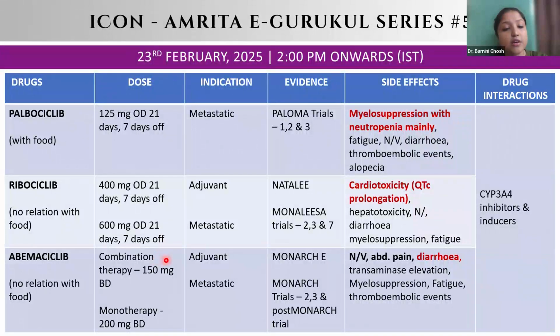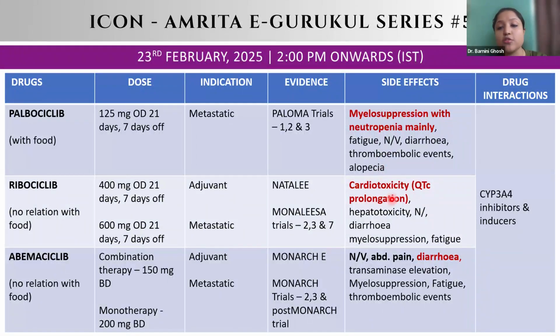For abemaciclib, if it is used as a combination therapy, that is with an endocrine therapy, then the dose is 150 mg BD. When it is used as a monotherapy, then it is given at a dose of 200 mg BD. Now, the side effects: the common side effects of these drugs are myelosuppression, some GI toxicities, fatigue, etc. But the most notable toxicities I have highlighted here. For palbociclib, the most notable toxicity is myelosuppression with mainly neutropenia. Additionally, it may also cause GI toxicities, fatigue, thromboembolic events, and alopecia.